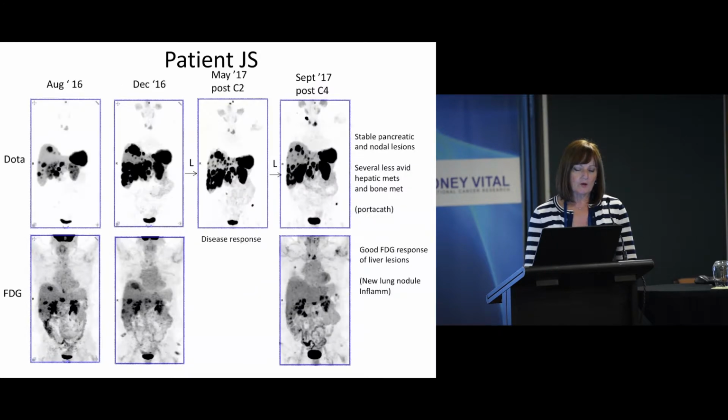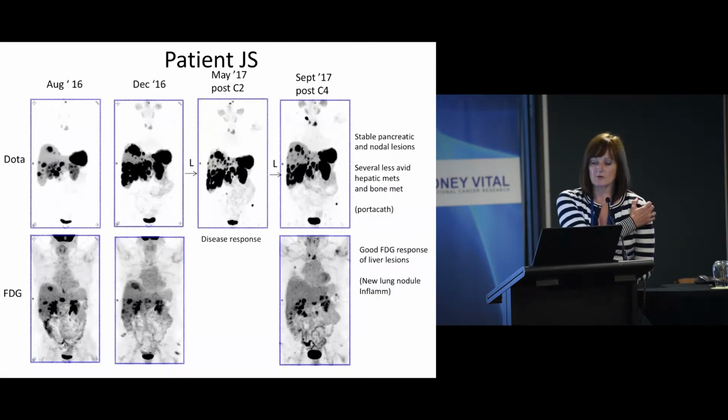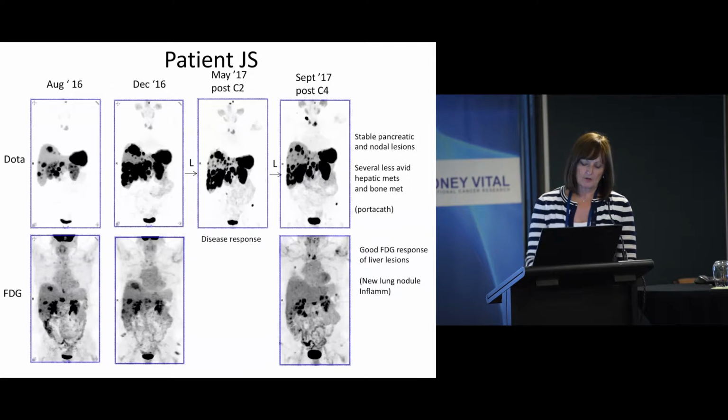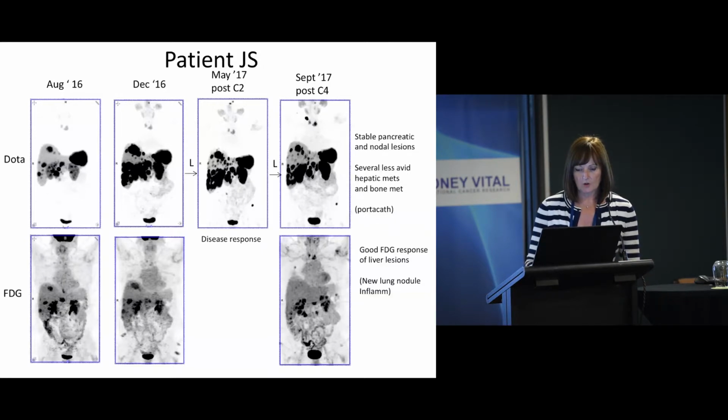And for a period of time, we used to look at patients after 2 cycles to see how they're going. So we can see her disease regressing and stabilising there in response to lutate, and also a normalisation in the liver of those FDG avid disease. So where there was concordance, good localised radiotherapy to the lesions from the lutate therapy resulted in good control of her disease, both FDG and dotatate avid disease.